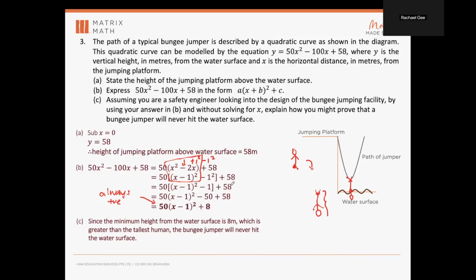Okay, therefore, the bungee jumper will never hit the water surface. Even if he or she stretches the hands all the way, it will not touch the water because there's plenty of gap here. If we take the human with the arm extended to be, let's say, 3.5, we still have about 4.5 meters of clearance. So this is quite safe.